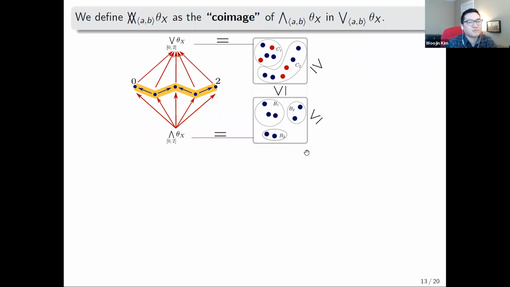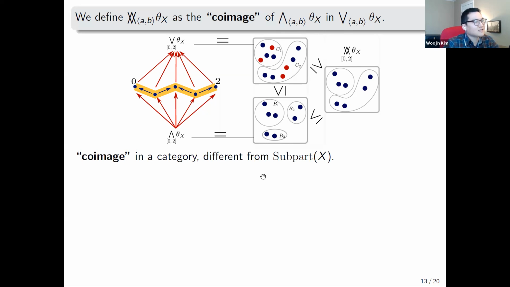Now, I'm going to consider something between them. So I look at the underlying set of the meet, and I'm going to use the boundaries from this join to define the partition over these points in the underlying set of the meet. So these 7 points, but notice that these boundaries are coming from this boundary. So I'm pulling back the equivalence relation in the join to the meet. Actually, this coimage is not in the subpart category; we have a larger category which contains subpart of X, and this coimage is computed in that category.